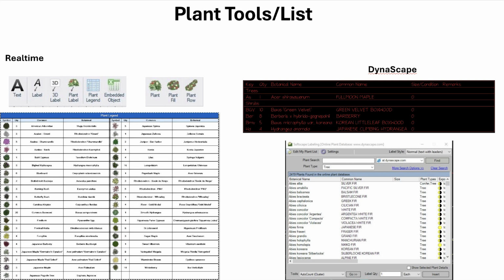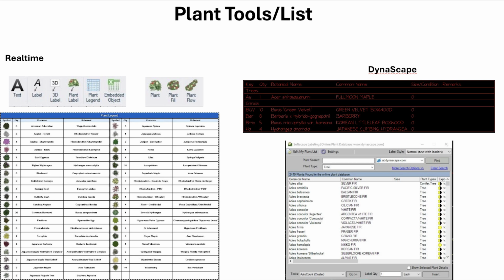The first plant tool we used was the single plant tool, which allowed us to place one singular plant like a tree or a shrub in a small space. Another tool used was the plant row tool, which allowed us to place a row of plants that were close together, like in a plant bed. Another plant tool is the plant fill tool, which can be used to create ground covers but was not used in this project.